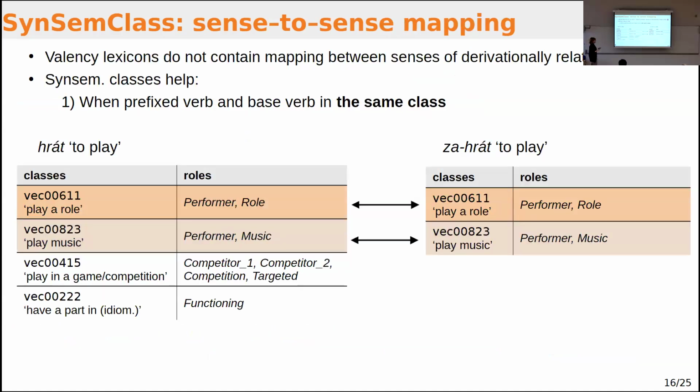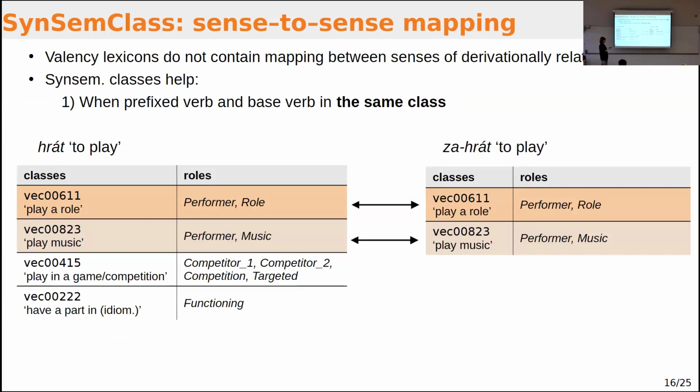Then the other issue that we have introduced is that valency lexicons do not contain the mapping between the senses of derivationally related verbs. And although now we know that, for example, hrát and zahrát are prefix verb and base verb, because of the word formation data, we don't know which exact senses are related. And here again, SynSemClass can help to a certain extent.